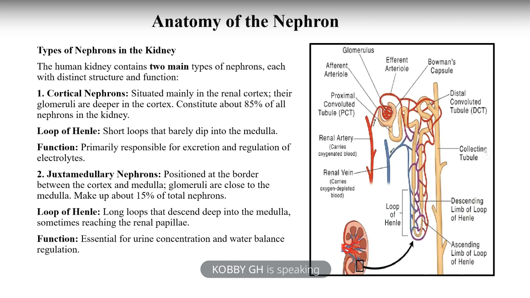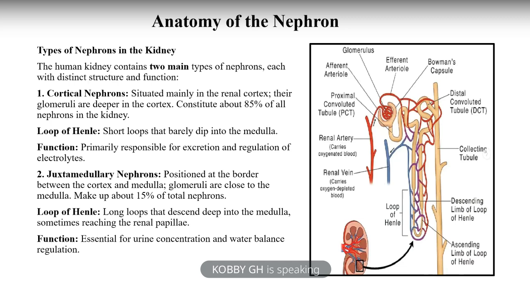So when we say a cortical nephron, one, their renal corpuscles are located deep within the outer cortex. Two, they have a very short loop of Henle. And three, their loop of Henle barely reaches the medulla, or the medullary region of the kidney. That is a cortical nephron.